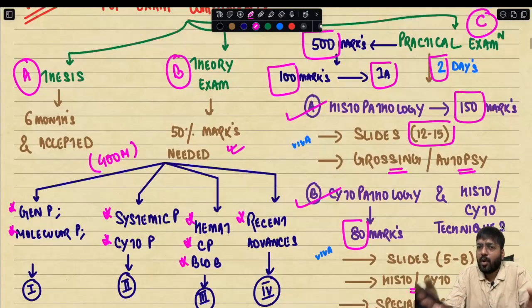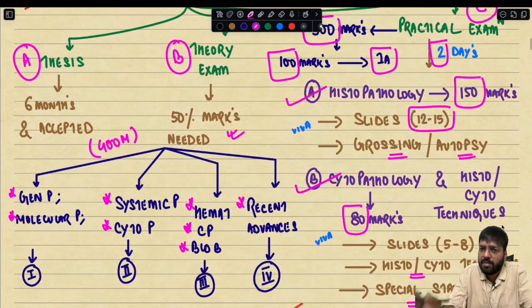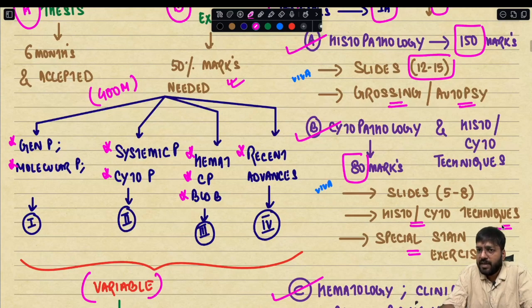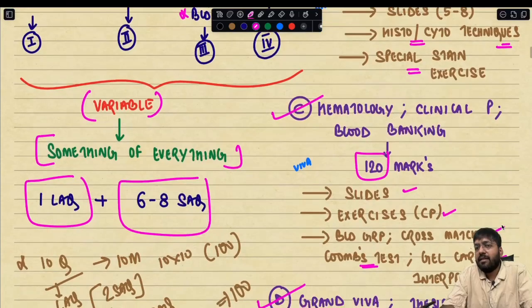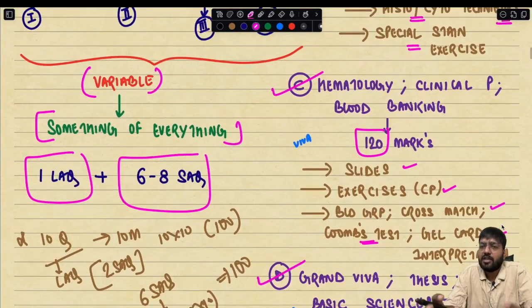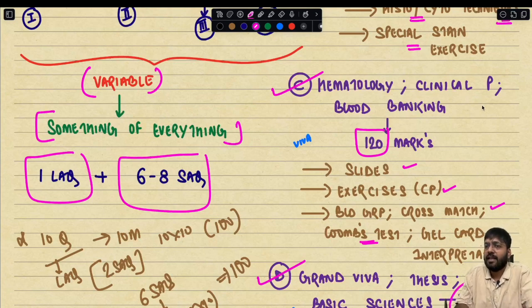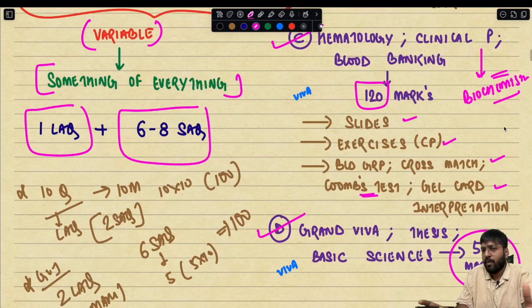So this is just the broad divisions that I have let you know. There will be a histopathology section, comprising the HP slides, grossing, autopsy; cytopathology and histotechniques, comprising the cyto slides, histocytotechniques, and a special stain exercise might be there. Then there will be your hematology, clinical pathology, blood banking section with the corresponding slides, as well as blood grouping, cross matching and the problem exercises for clinical pathology. Along with that, in the clinical pathology, you might have to perform certain biochemistry tests as well. I will discuss them in detail later on in the same video. This is just the broad headings. So you might have all of these things.